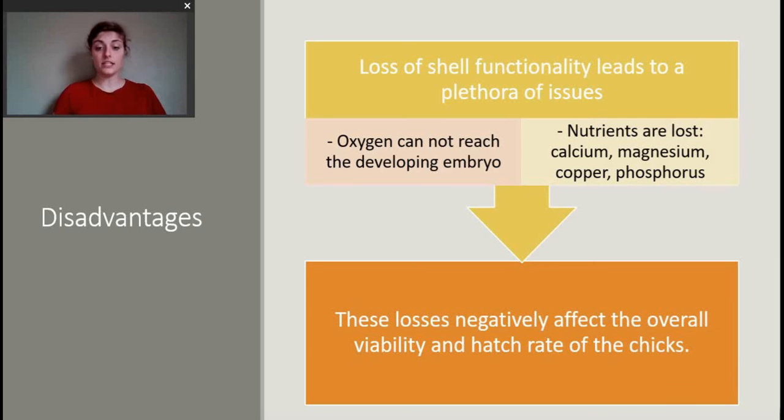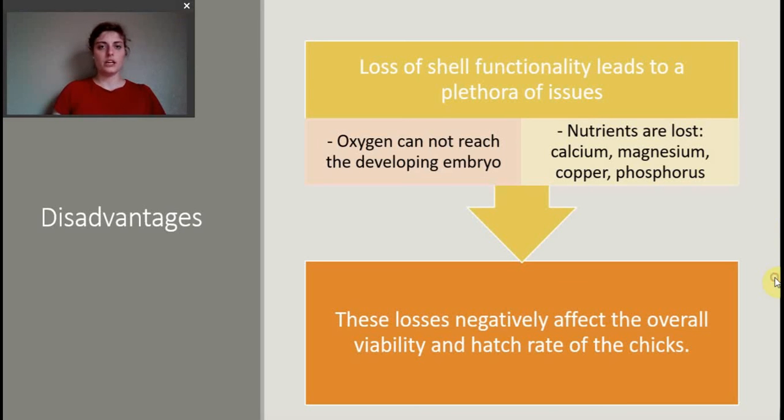And because of these losses, the hatchability, so the number of chicks that hatch when the embryo is placed in these Ex-Ovo culture systems, is often less than 25%, which is incredibly low. And the viability, or the survival rate, of even those is very low as well.